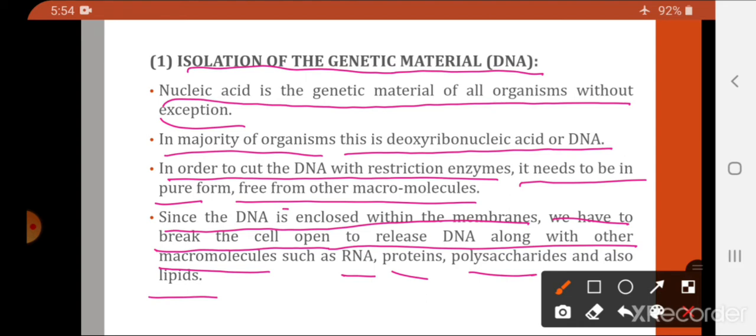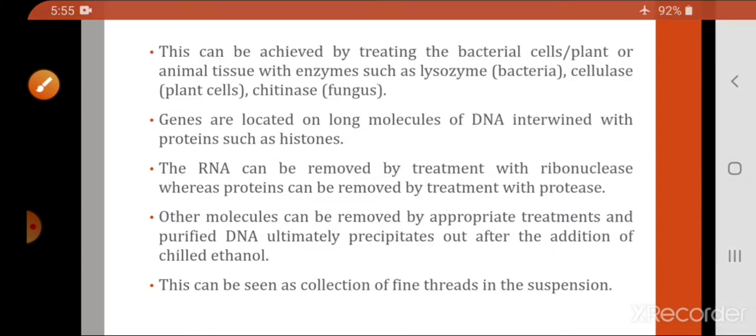So we need to break open the cell so that the DNA molecule will be released. But not only DNA will be released, what else will be released along with it? RNA, proteins, then polysaccharides, lipids, all these macromolecules will also be there along with the DNA. So DNA will be released by breaking open the cell, but by doing this, other macromolecules will also be released along with the DNA molecule.